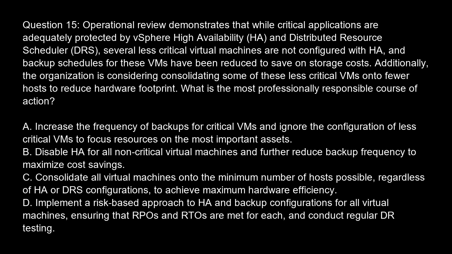Option A. Increase the frequency of backups for critical VMs and ignore the configuration of less critical VMs to focus resources on the most important assets. Option B. Disable HA for all non-critical virtual machines and further reduce backup frequency to maximize cost savings. Option C. Consolidate all virtual machines onto the minimum number of hosts possible, regardless of HA or DRS configurations, to achieve maximum hardware efficiency.